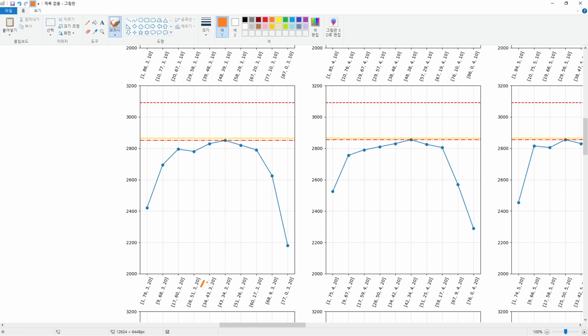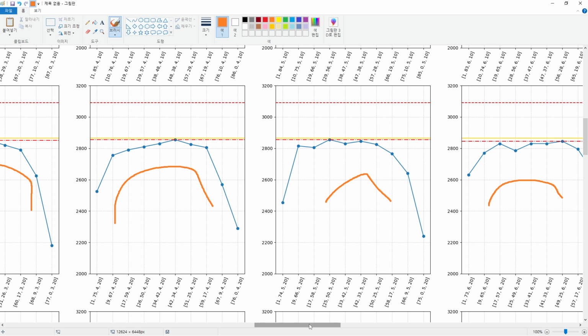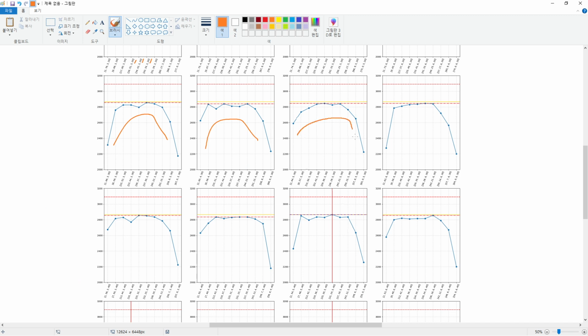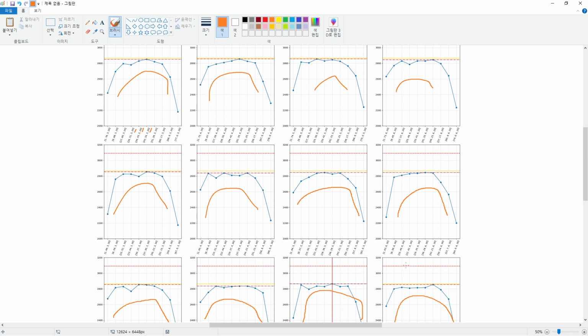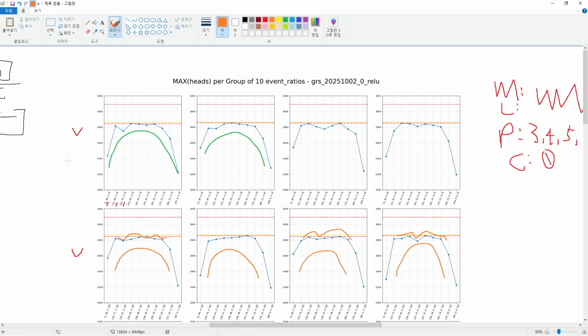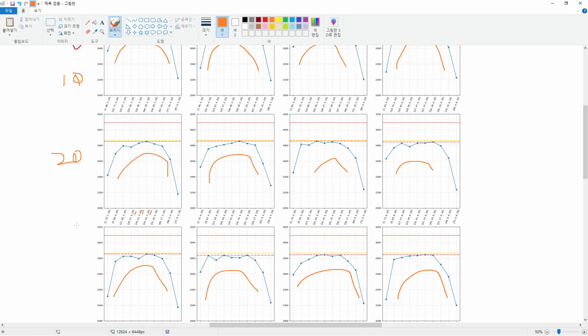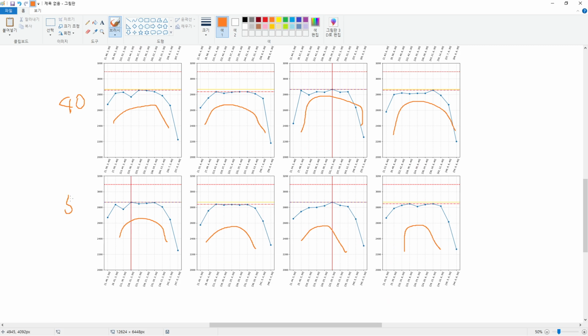So even when the chill ratio is increased to 20, it's still a concave. They're all concave. 30, concave. Let's zoom out. Concave. So the first row is when chill is at 0, and then it's 10%, and then 20%, and then 30%, and then 40, and then 50.